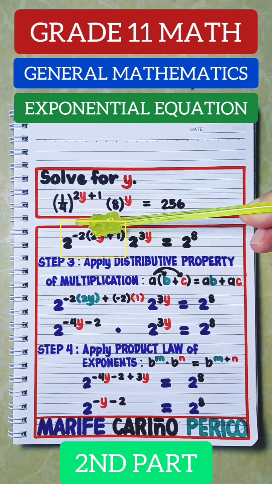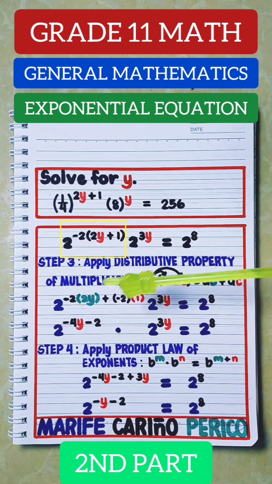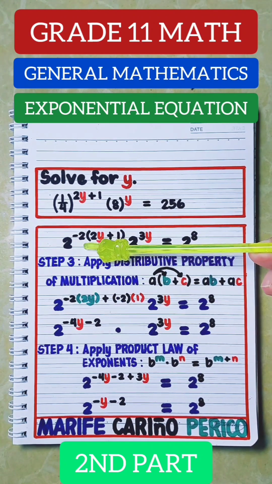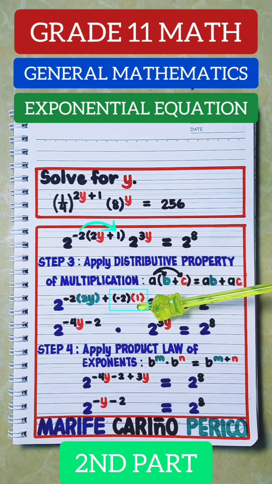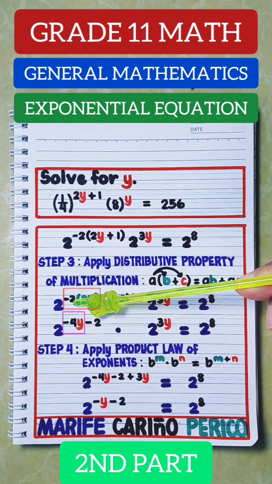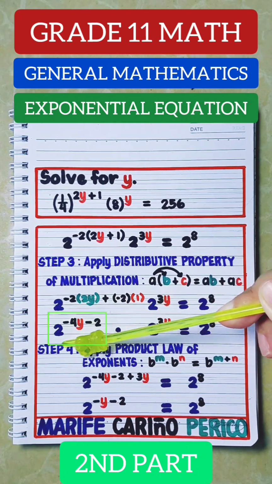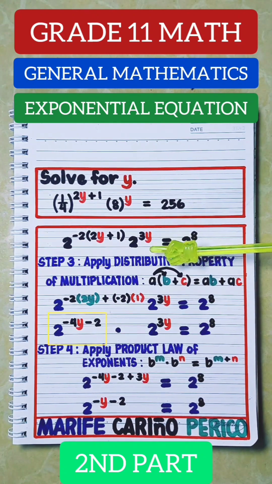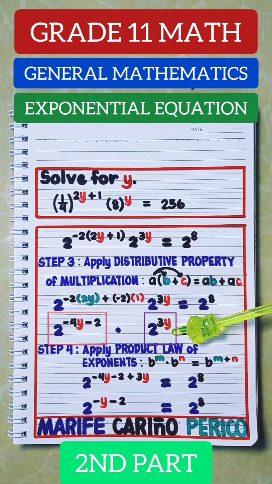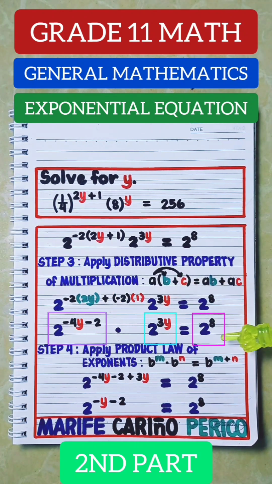So this first exponential expression on the left side becomes 2 raised to the power of -2 times 2y plus -2 times 1, or 2 raised to the power of -4y minus 2. And this is to be multiplied by the second exponential expression, which is 2 raised to the power of 3y. And this product is equal to the right side, which is 2 raised to the power of 8.